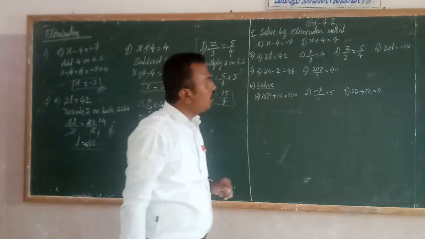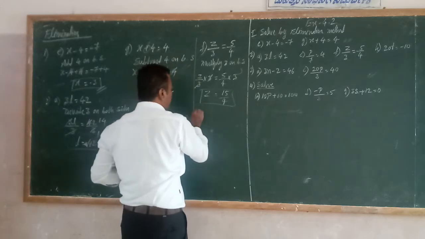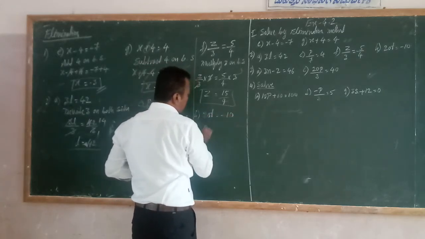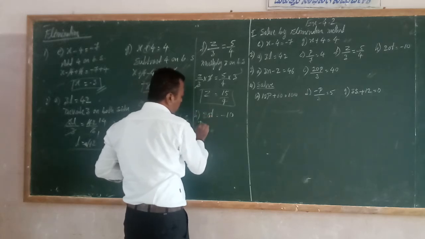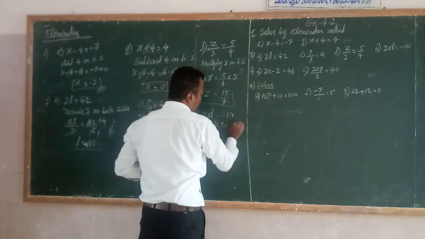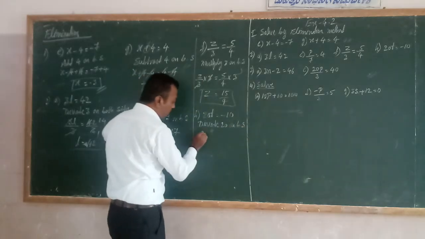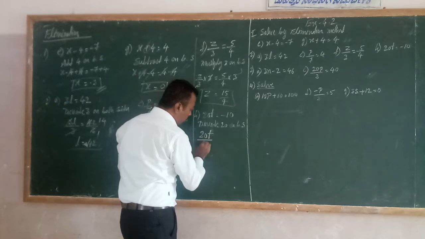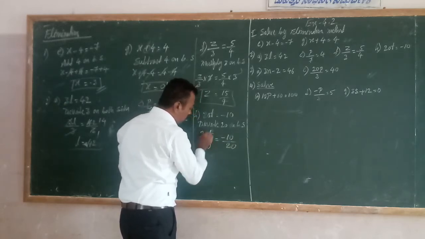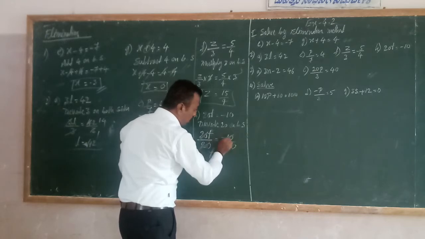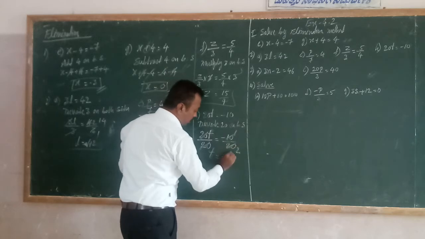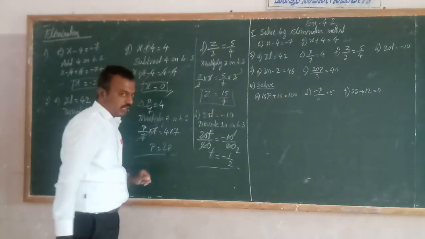Understood? So like that, H question: 20t is equal to minus 10. Very simple. In between, into sign is there, so we have to divide. Divide 20 on both sides. Correct? So therefore 20t by 20 is equal to minus 10 by 20. 20 gets cancelled, remaining here t. See, this minus we have to write like that only. So remaining 1 by 2. The value of t is minus 1 by 2.